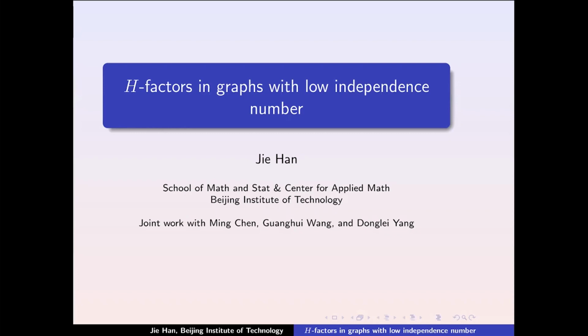Thank you for organizing this online workshop and thank you for the invitation. I'm glad to talk at first. Today I will talk about some embedding problems for graphs with low independence number. This is joint work with Ming Chen, Guanghui Wang, and Donglei.